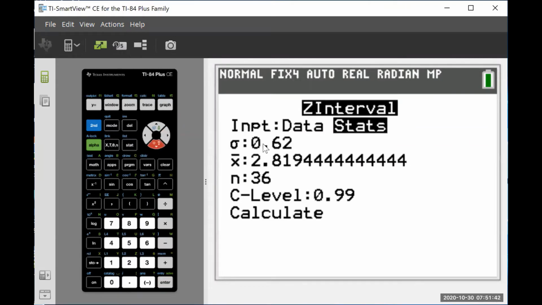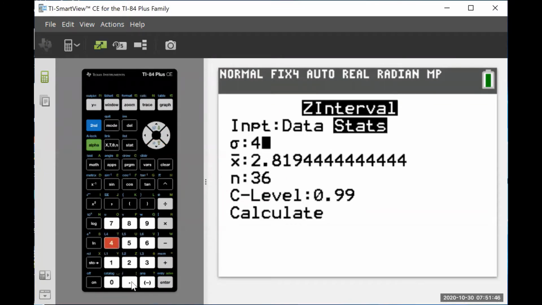Population standard deviation given in the problem is 4.7. They have also given the sample mean. Sample mean is 28.1. Sample size, the number of observation that they have taken, is 40. Confidence level that we are looking at is 95%, so it is 0.95. And then hit calculate to get that confidence interval.